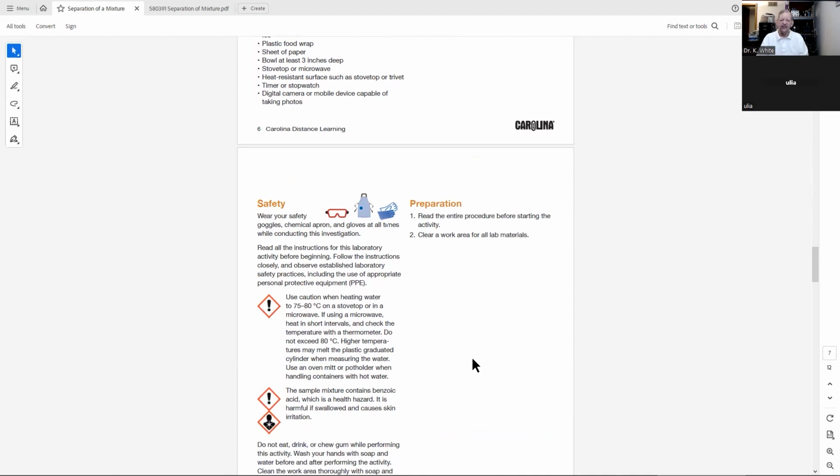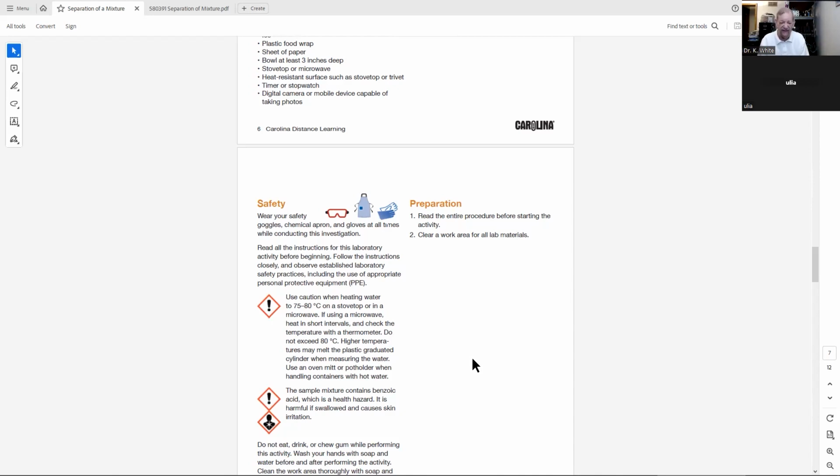All right, again, wear your safety goggles and gloves, and the apron would be a good idea too. Now, in this lab, you're going to be heating water to 75 to 80 degrees C. That's hot. You do not want boiling water. I'll say that again. You're going to be heating water either in a microwave or on the stove. Be very careful when you do it in a microwave because it will bubble up and could do that in your face or in your hands.